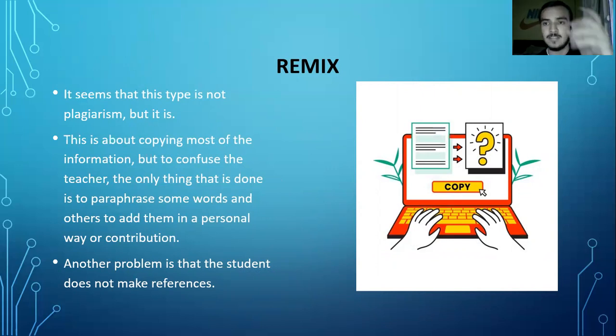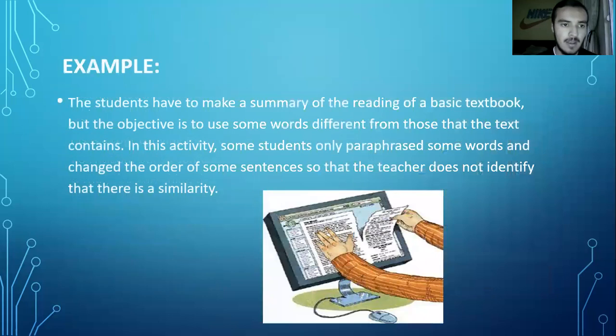This is a big problem in students that just cite, but there is not a reference to see where I found this information. For example, the students have to make a summary of their reading of a basic textbook, but the objective is to use some words different from those that the text contains. In this activity, some students only paraphrased some words and changed the order of some sentences so that the teacher does not identify that there is a similarity.